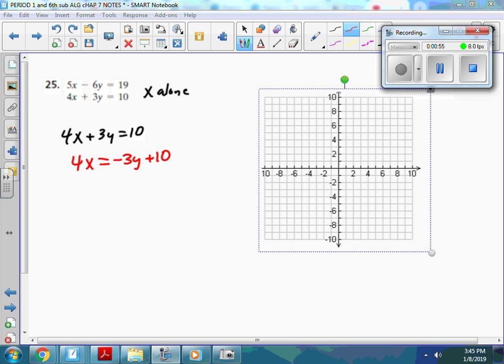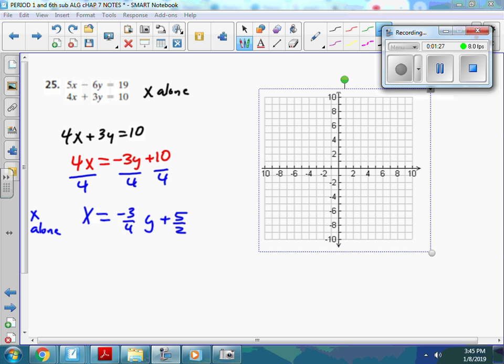Okay, we still want x alone. So let's take x and divide by 4. But we have to divide everything else by 4, and this one is very tricky. So our second equation turns into x equals negative 3/4 y plus 10/4. And I'm going to reduce that to 5/2. Now we have x alone.